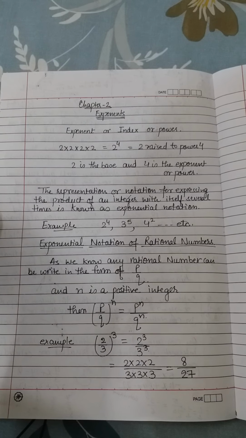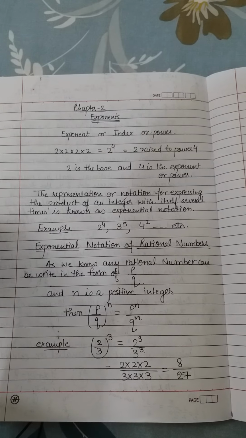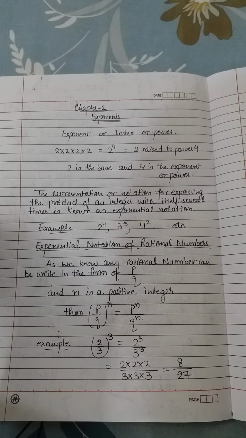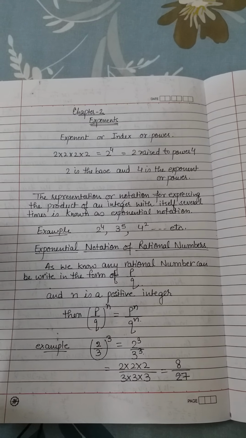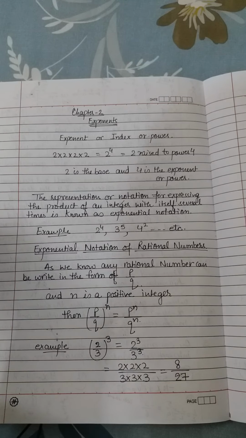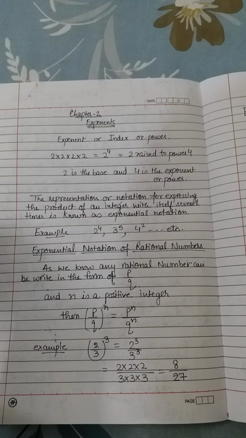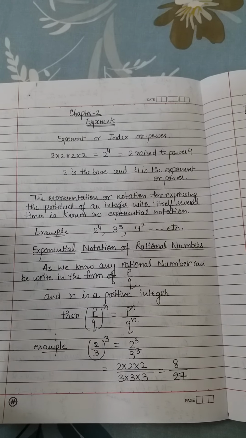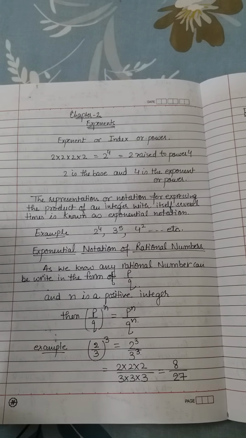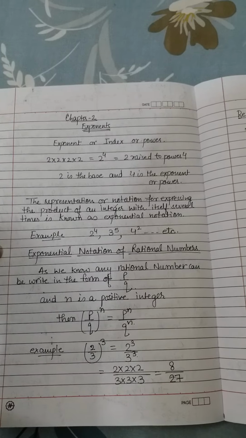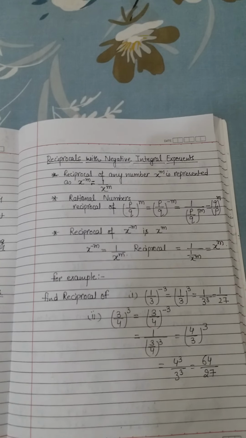Now, exponential notation of rational numbers. As we know that p by q is a rational number, and if we take n as a positive integer, then p by q whole raised to the power n can be defined as, we can separate the powers on numerator and denominator. That is equal to p raised to the power n over q raised to the power n. For example, if we have 2 by 3 whole raised to the power 3, we can write it as 2 raised to the power 3 divided by 3 raised to the power 3, which is equal to 8 by 27.